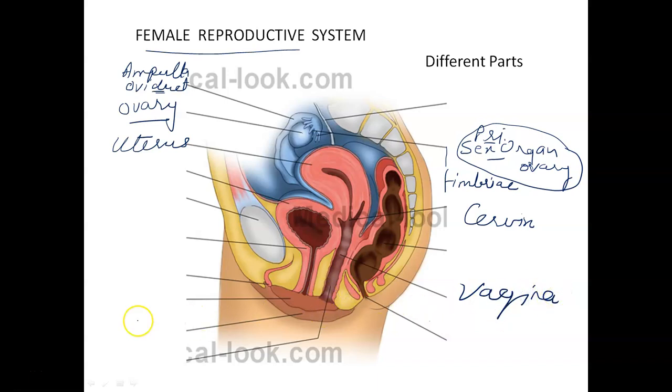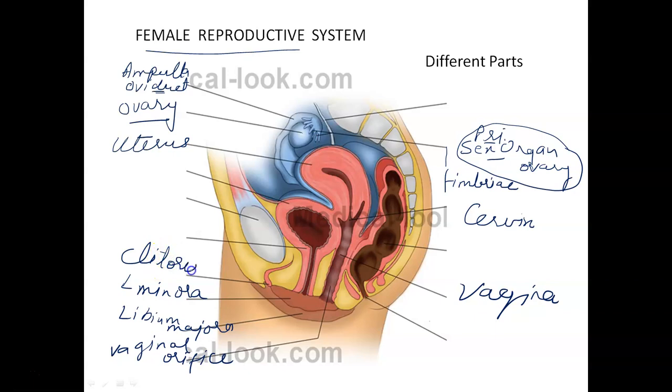Now this will open to the outside through the orifice. Right now the external genitalia are the large and small folds, the labium majora and labium minora. Now this structure, which is the most sensitive part, is the clitoris. We will see the details of all these structures in the coming slides.